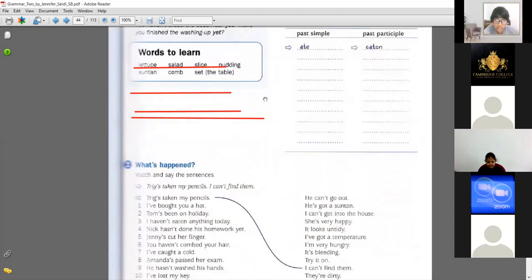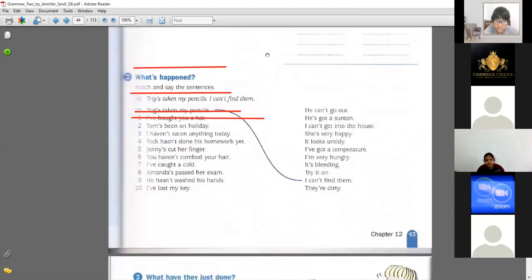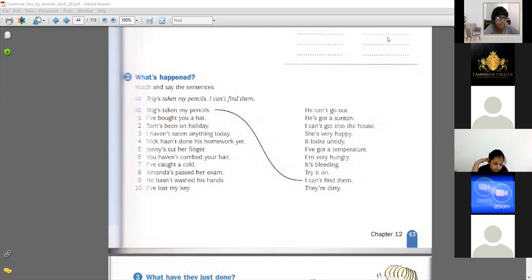All right, so we are going to start question number 1. Let's match it. Match the sentences. Teacher, why pencil? Matching karadi pute pencil leken tamai karanne. Okay.